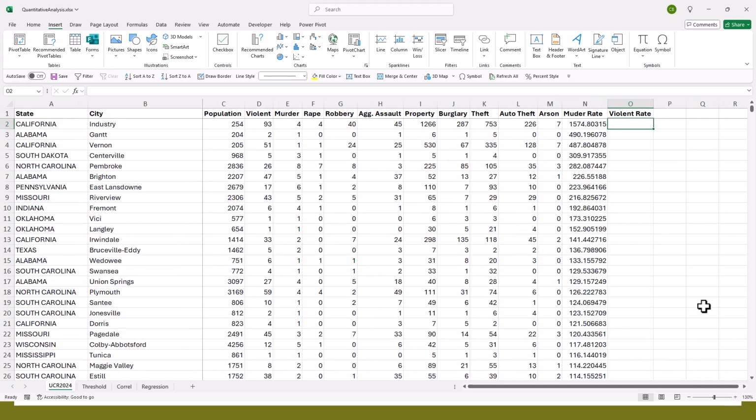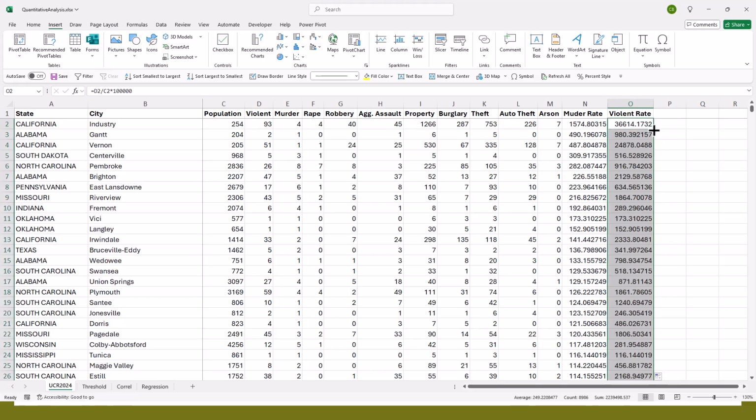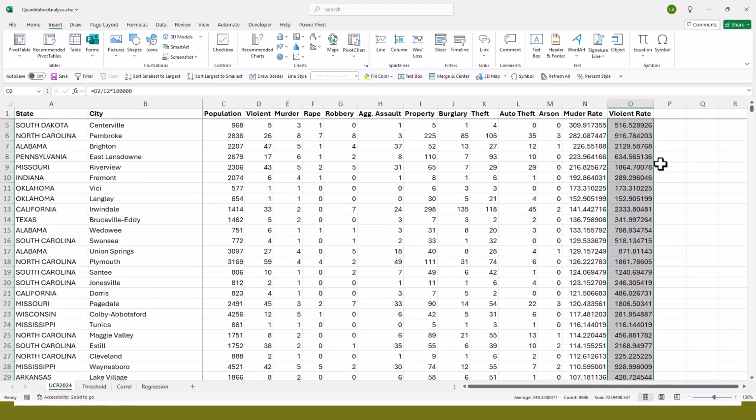And again, for that, we're going to take the violent crime total, D2, divided by the population in C2 times 100,000. And fill that down. All right.